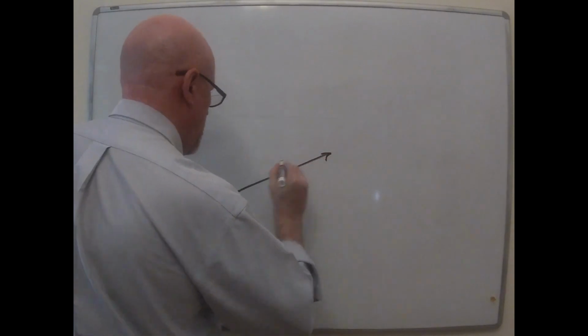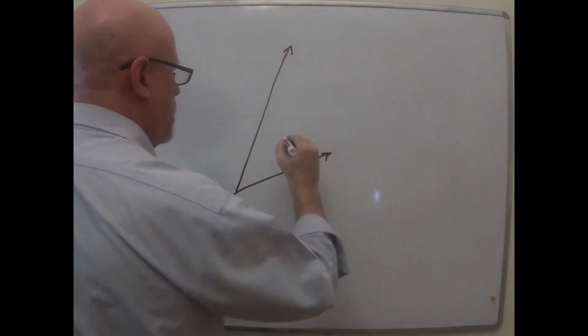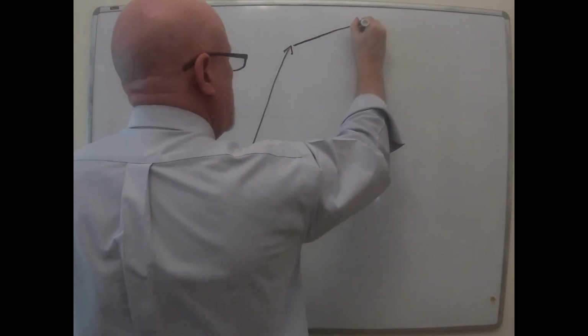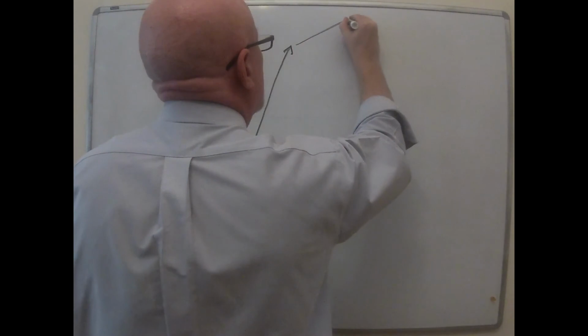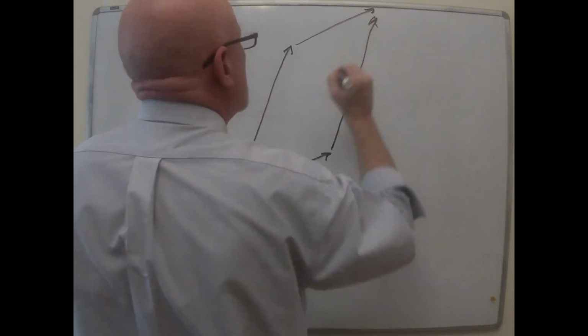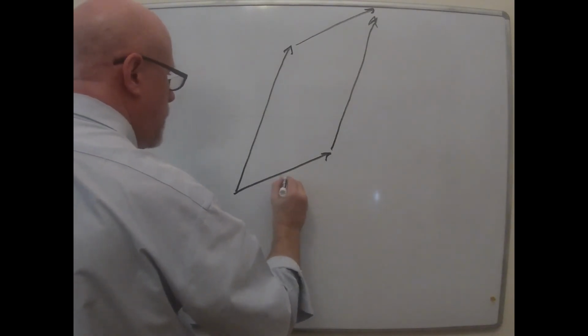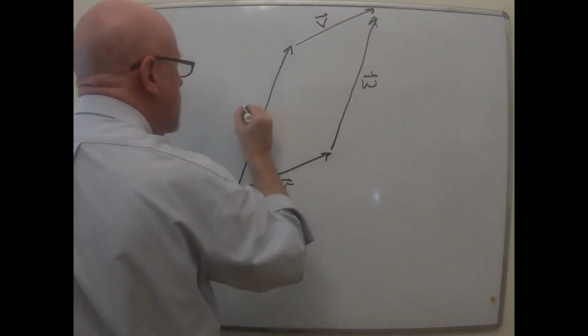Here's a nice V, here's a nice W. I'm going to make another copy of V here. And there's another copy of W. That's it, I'll label everybody. V, V, W, W.